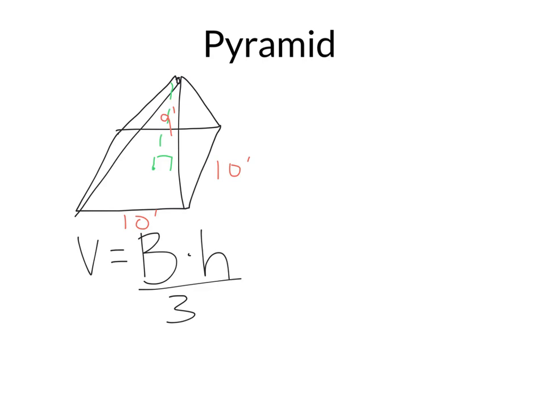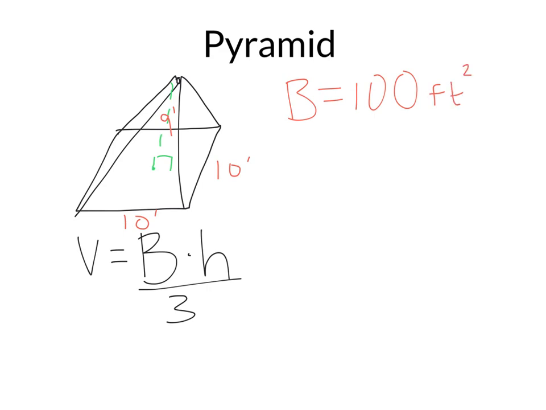Cool. So how do we figure this out? Well, the area of my base is 10 times 10, which is 100, so big B equals 100. That's a pretty easy one. We should be able to handle that in our head. 100 feet, and that's units squared, right? So I'm actually going to go like this, 100 feet squared. That's area we're talking about.